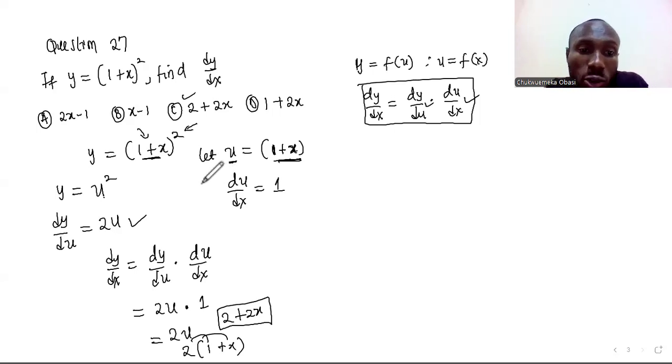All right, but this is quite long. You don't have to do this in your exam, especially when they are not interested in your working. You don't need to do this long stuff. Now, let me show you how to do this real quick.